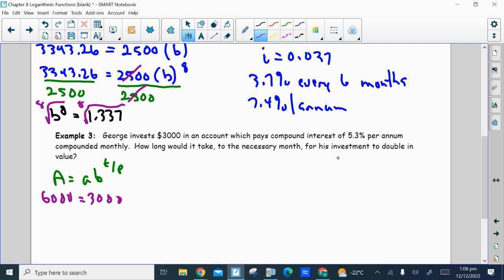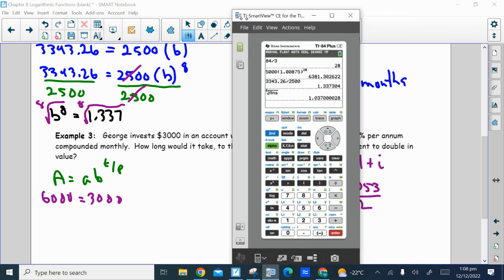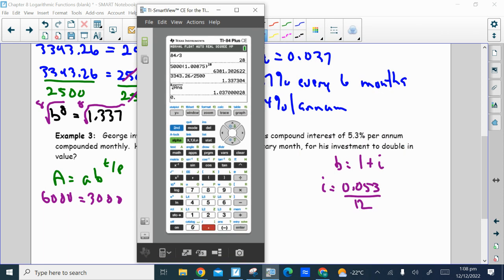And you remember B, as we saw above, is 1 plus I, where I is the interest rate, in this case, per month, because it's compounded monthly. We're given the annual rate of 5.3%, but because it's compounded monthly, we have to calculate the monthly rate, which is what I will represent. So I will be 5.3% as a decimal is 0.053, and that needs to be divided by 12 because it's compounded monthly, 12 times a year. 0.053 divided by 12.